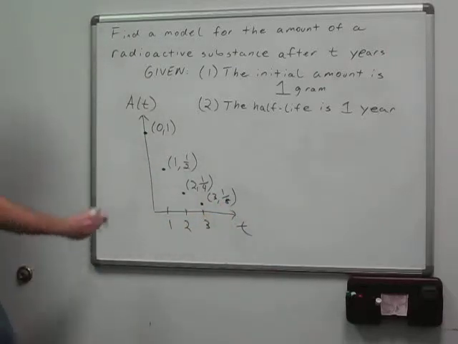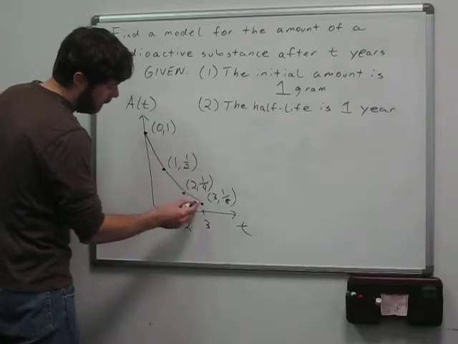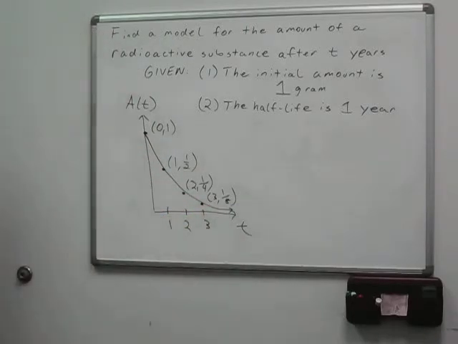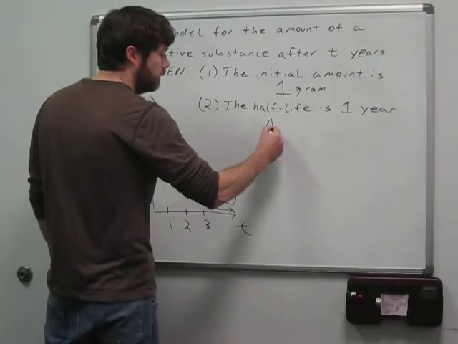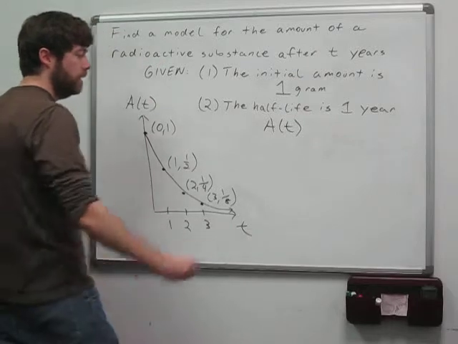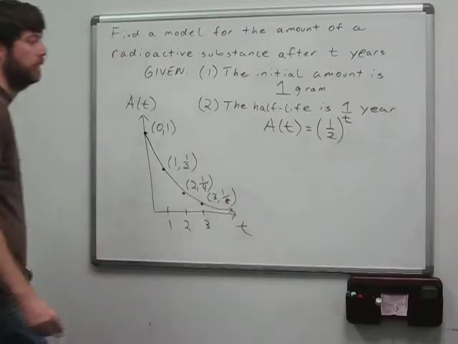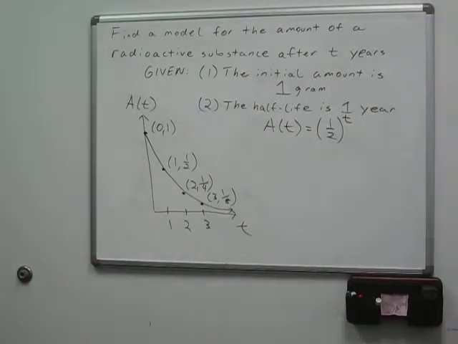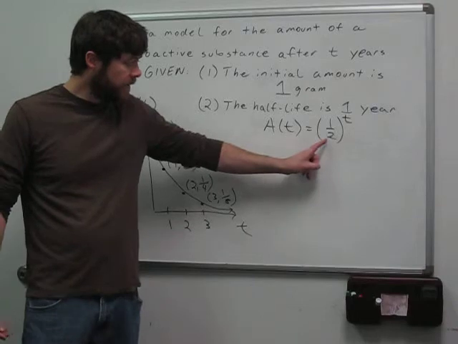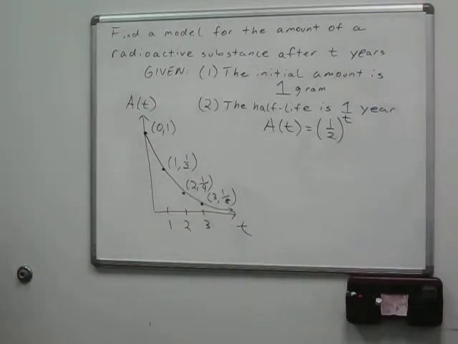So our model must have a graph that passes through those points, and the model that does that, the curve that accomplishes that, is A of t equal to (1/2) to the t. So here we have an exponential function where the base is less than 1, and therefore it is a decreasing function. Much like exponential growth, we like to use base e for our exponential decay models.